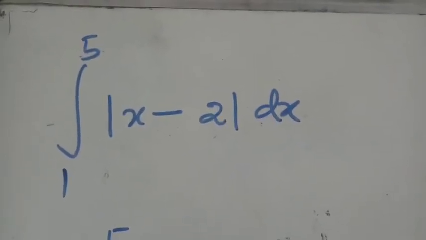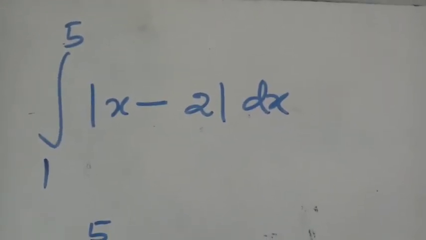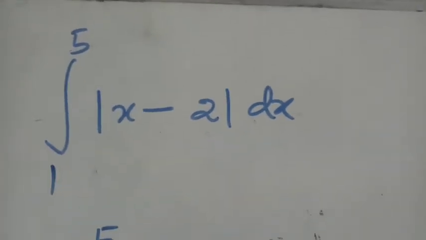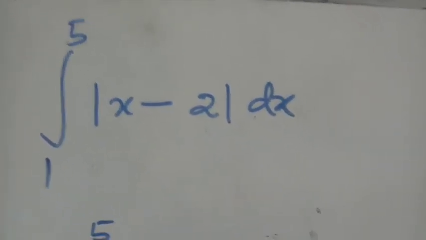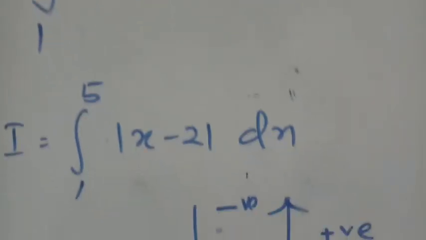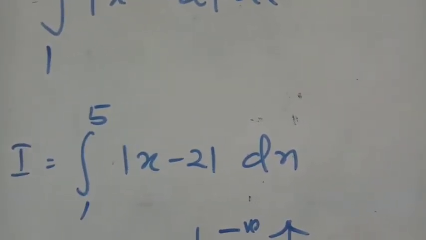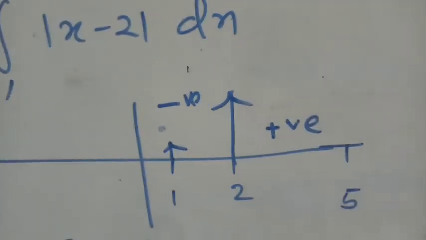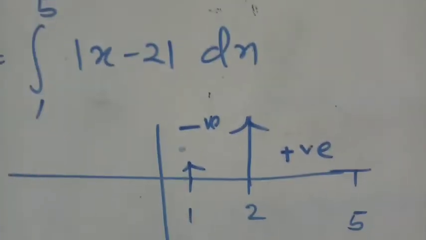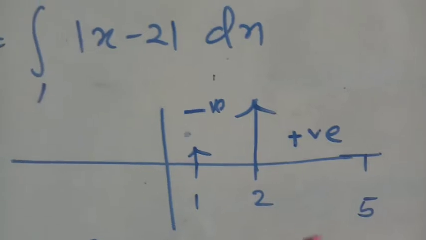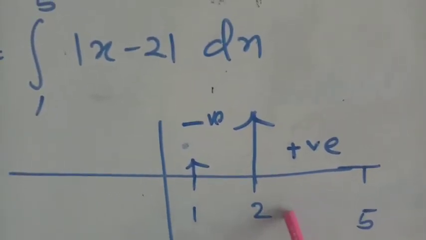Next question, integral 1 to 5 mod of x minus 2 dx. As you know, here we need to split the limit from 1 to 5 because that x minus 2 is not positive in the interval 1 to 5 entirely. In the interval 1 to 5, that x minus 2 is negative from 1 to 2.